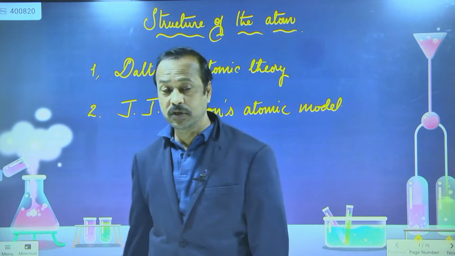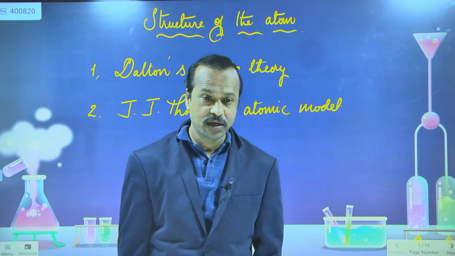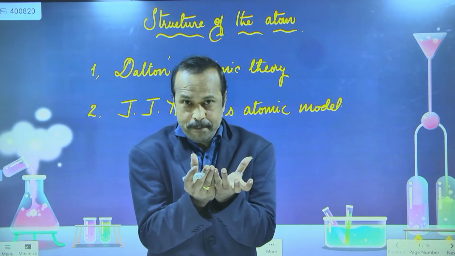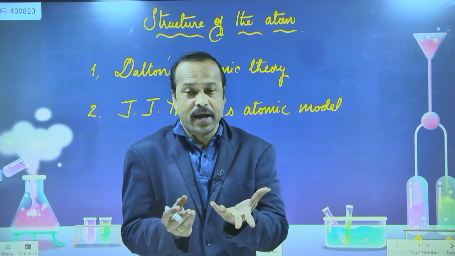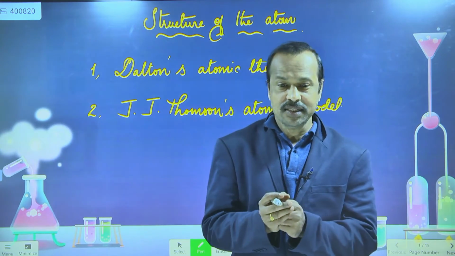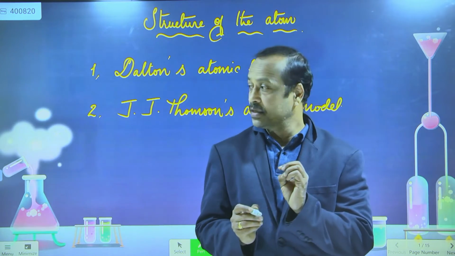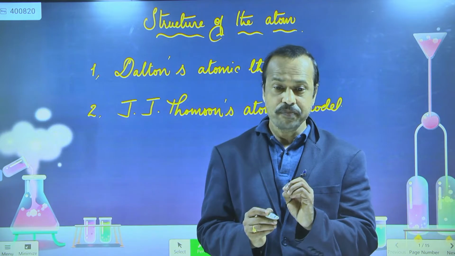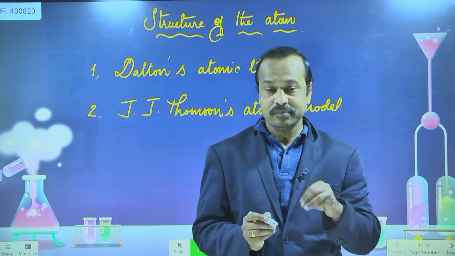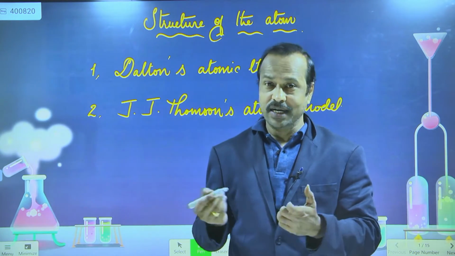According to Dalton, atoms are indivisible, but he proved that atoms are divisible. When atoms are broken, some particles come out, and he gave the name electrons to those particles, which are negatively charged. So after his cathode ray experiment, J.J. Thomson came to know that negatively charged particles exist in the atom, but he did not know about the other particles like protons and neutrons.